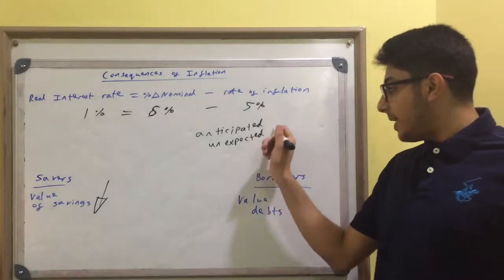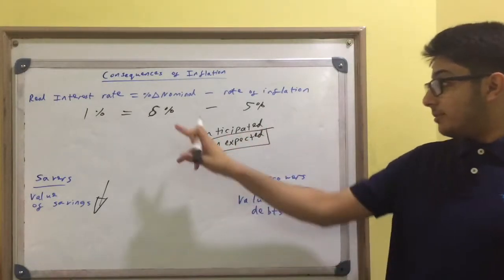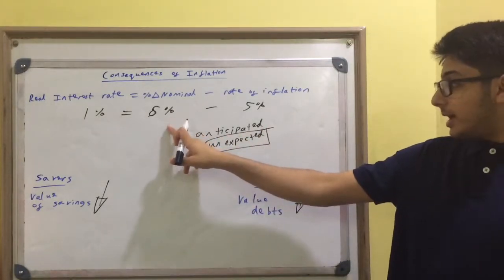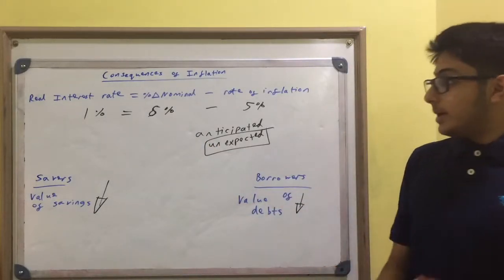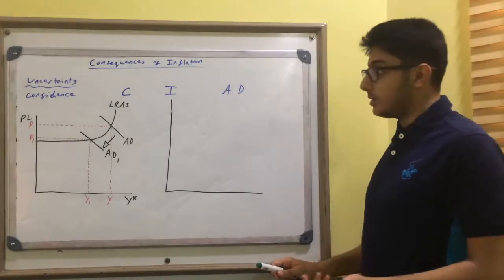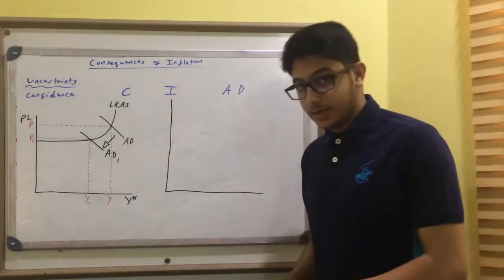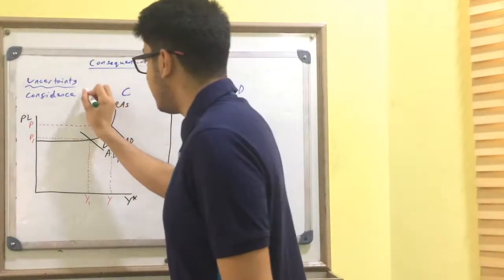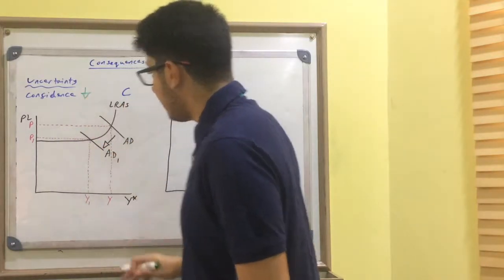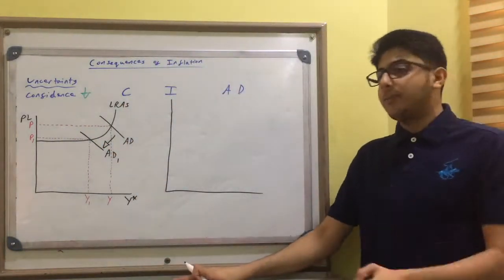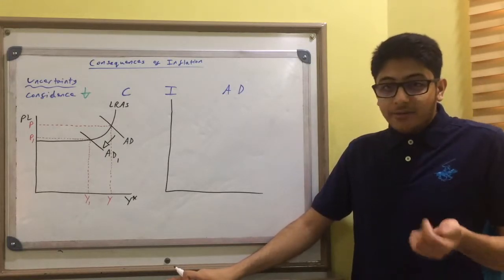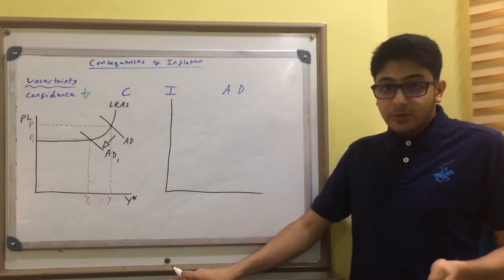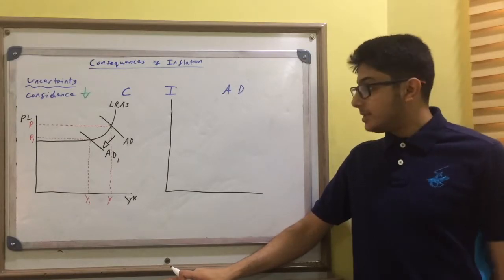But if it's unexpected, they're not going to have time to do this. Okay? So, the value of interest rates will decrease. Next. Another consequence of inflation is uncertainty. So, confidence decreases. If inflation is going up and up and up, there's going to be a lack of confidence. Things are not going to get better for you as a consumer, for you as a business.